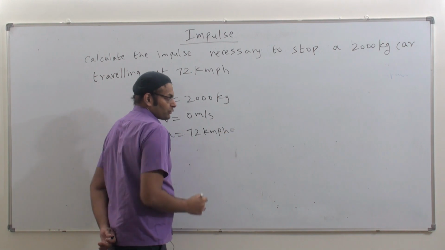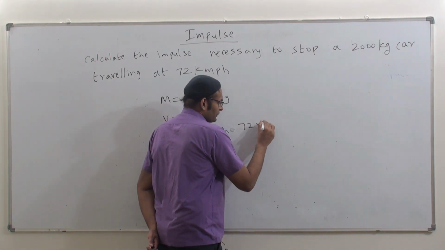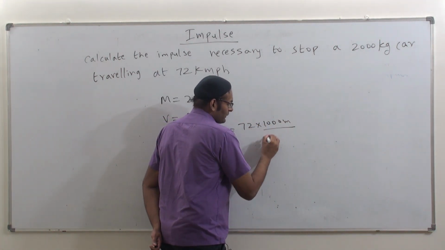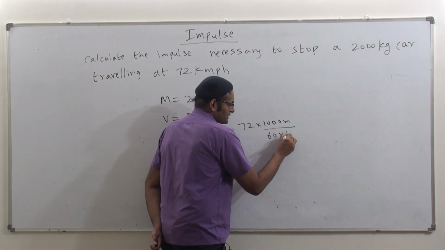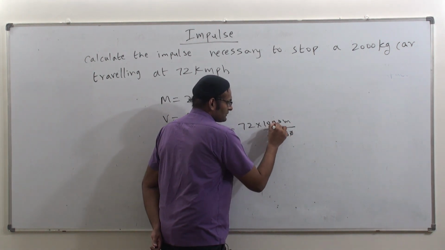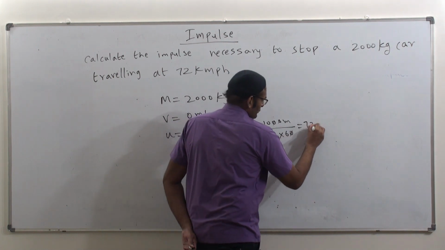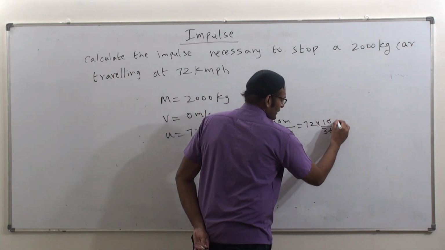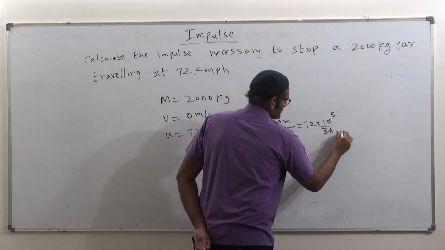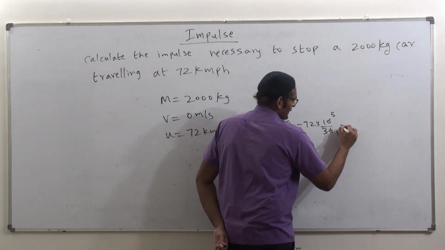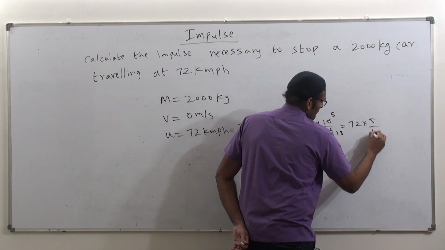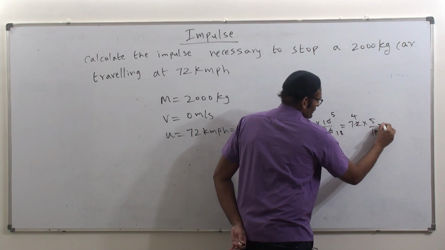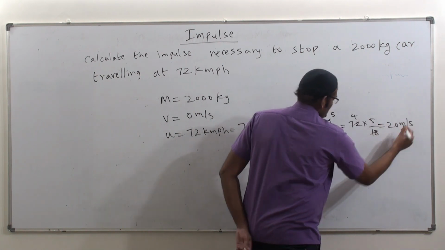Let me convert this into meters per second. How do I do that? 72 into 1000 meters by 60 minutes into 60 seconds. This gets cancelled out. 72 into 10 by 36. Cancel. This is 18. You divide by 2, you get 72 into 5 by 18. This gets cancelled. 4 into 5 is equal to 20 meters per second.